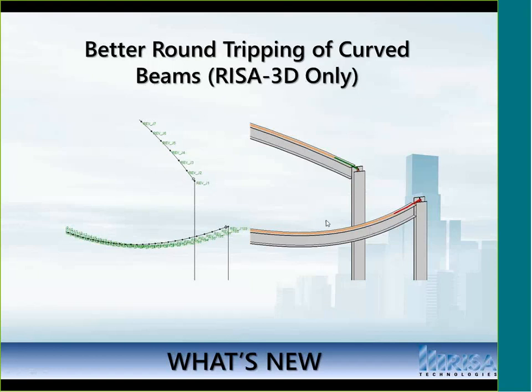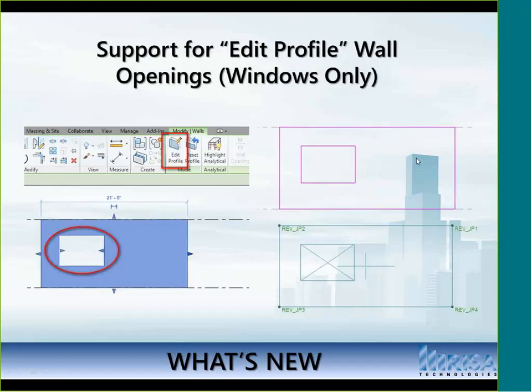And so you can actually round trip back and forth now without having it break up your Revit curved beam into a bunch of straight line elements like are used in RISA for analysis. So keep in mind that that's now an option.